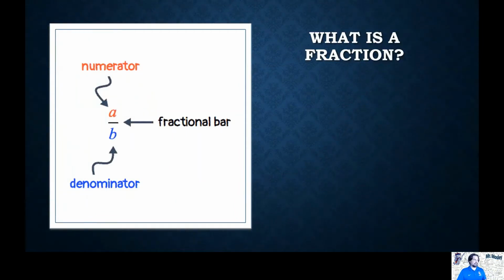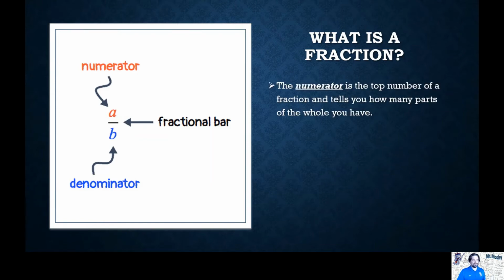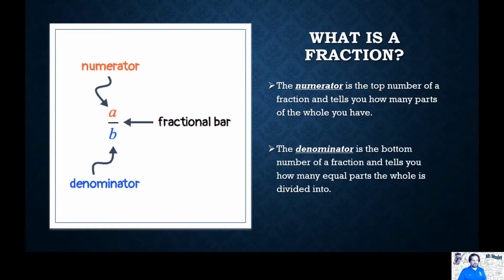Continuing on, what is a fraction? Again, we have our numerator, denominator, a over b. The little bar there is the fractional bar. The numerator is the top number of a fraction and tells you how many parts of the whole you have. The denominator is the bottom number. It tells you how many equal parts the whole is divided into. So, how many parts of the whole I have, and how many parts are possible.